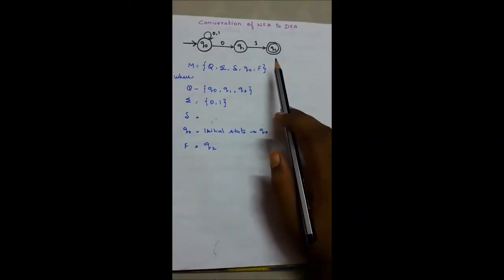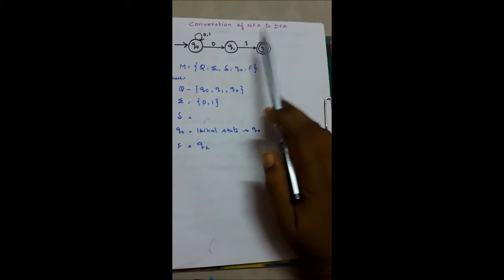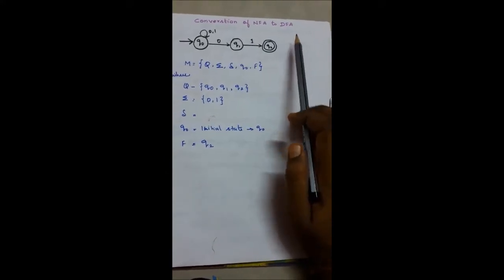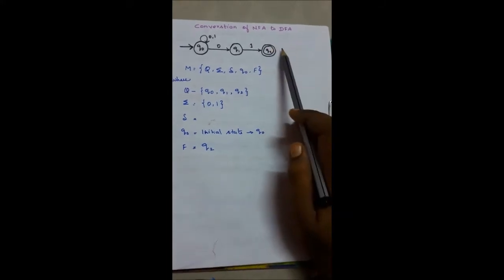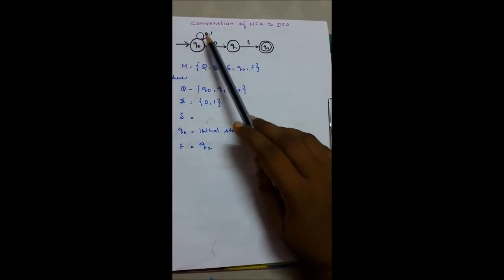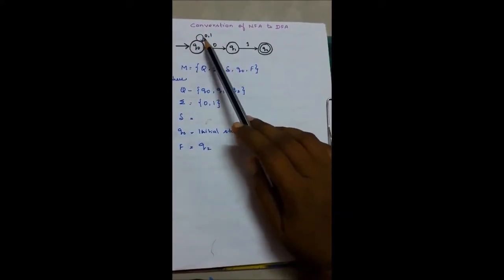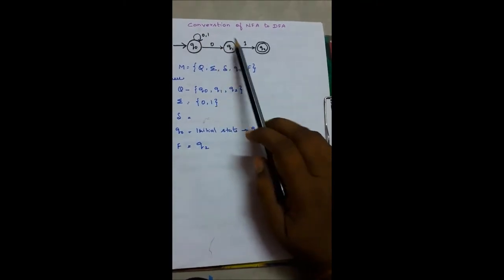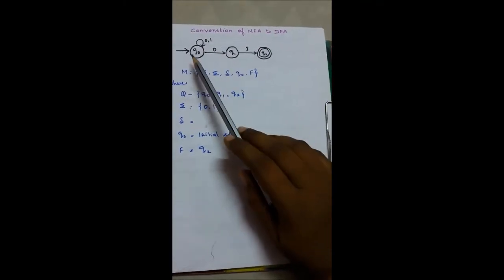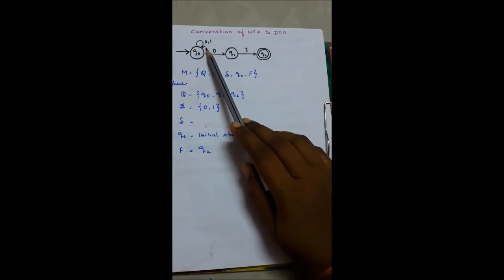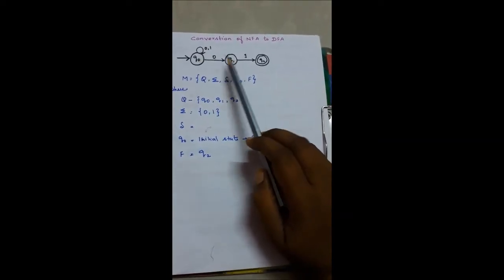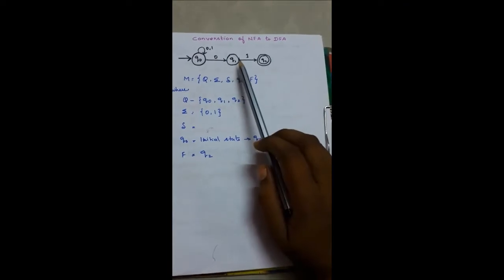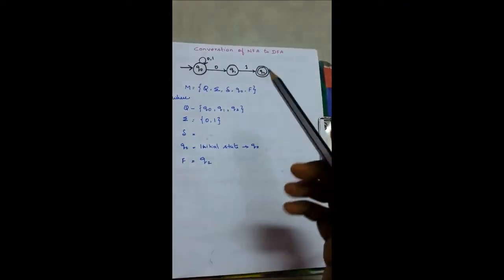Good evening, students. Now we are going to see conversion of NFA to DFA. Here the given diagram is completely an NFA diagram. We can know that because one same input is given for multiple transitions. Q0 is having 0 input and it will move to Q0, and at the same time it will move to Q1. So this shows that this particular diagram is an NFA diagram.